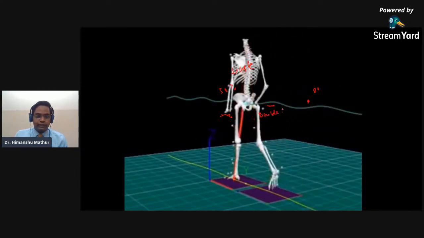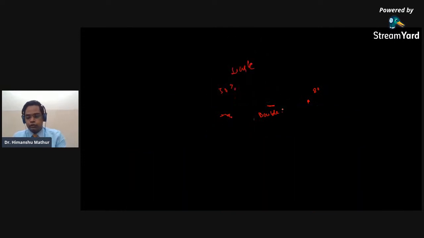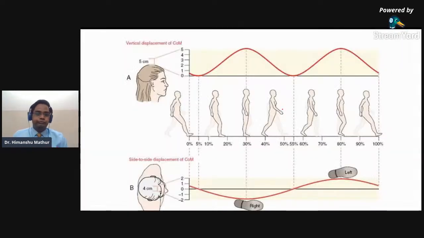You can just have a look at it. Probably there will be a superior view also of it. Okay, there is no superior view. Fine. Now, this is what I was talking about. This is the baseline in the normal standing position, right? It is a normal standing position, or it is achieved in the double support phase also. Okay. And this is achieved at 30% of the gait cycle and 80% of the gait cycle.